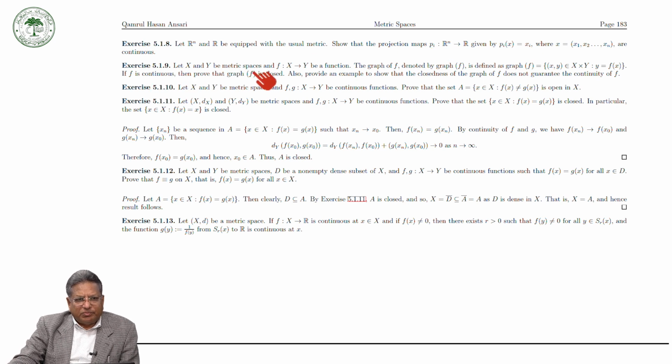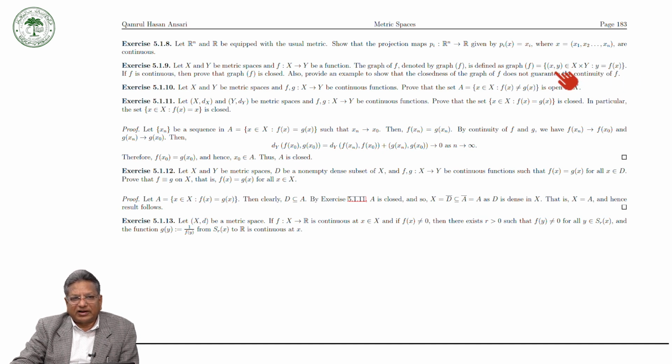Let X, Y be metric spaces and f be a function. The graph of the function is defined in this way: the graph of the function is the set of all points (x, y) such that y is equal to f(x). So if f is continuous, then the graph of the function is closed. This you can prove very easily. How will you prove this? You can prove this is closed.